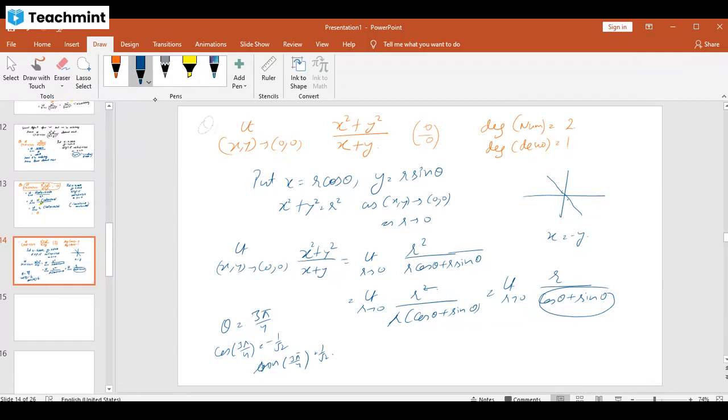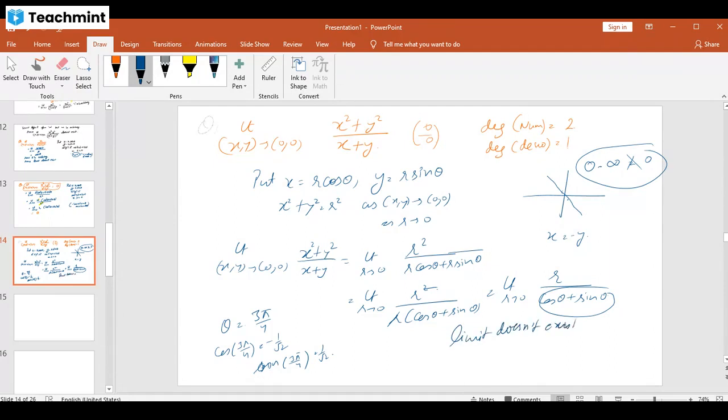Although r approaches 0, if I multiply 0 with infinity, then it is not defined. We can't say that it is equal to 0. So in this case, because cos theta plus sin theta can be equal to 0 when theta equals 3 pi by 4, or when theta equals minus pi by 4, this limit does not exist.